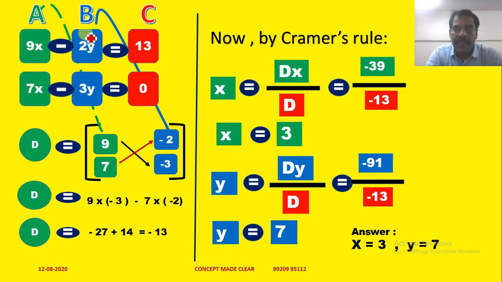So that is how we can solve a simultaneous linear equation in two variables by using Cramer's rule.